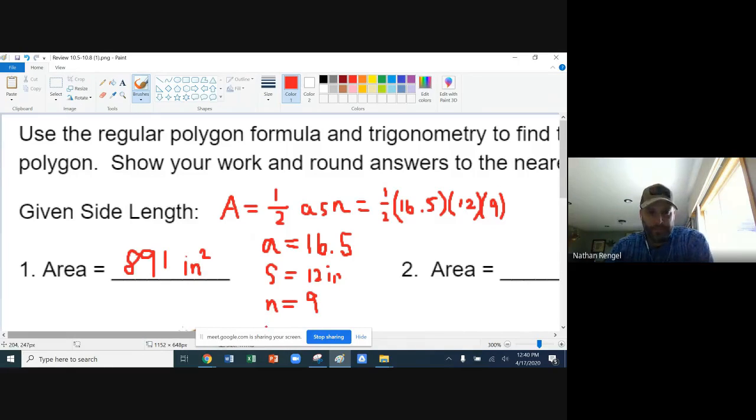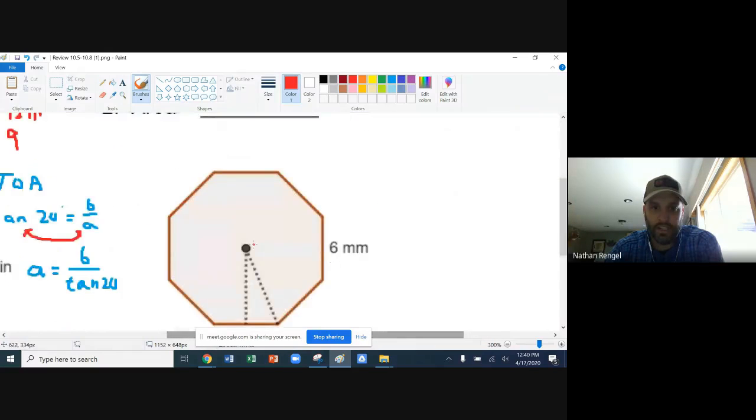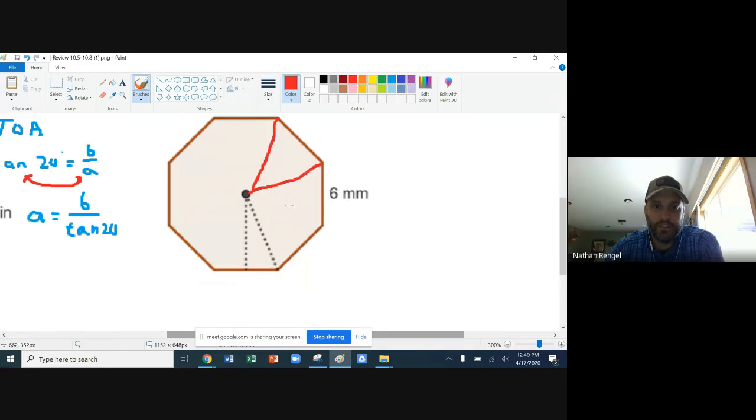So part 2 is exactly similar to this one. You want to make sure that you find the angle of that pizza slice. Then you can use trigonometry. You'll know the opposite leg, and you're going to need to find the adjacent leg. So why don't you guys try that one on your own.